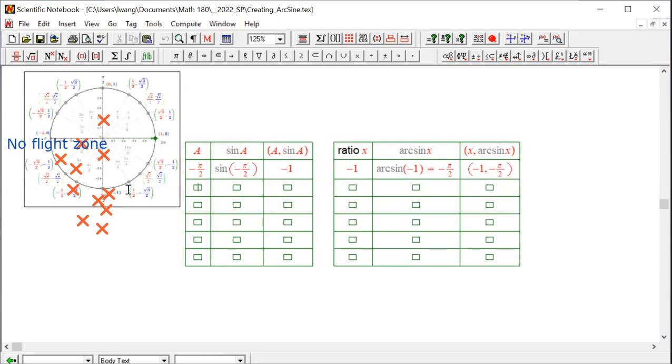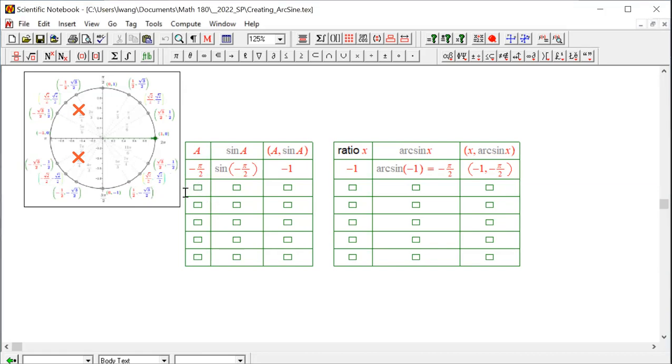Now, the next one. Whoops, that's messed up, the no-fly zone. I'm going to redraw that because I don't want you to be confused. These two quadrants are the no-fly zone. Next, what is the next special angle? There are so many angles in between, and they're also counted. If you need them, you can use a calculator, which will produce that for you. So we just go for the special angles. We will learn how to handle the non-special angles, which has been designed into the calculator.